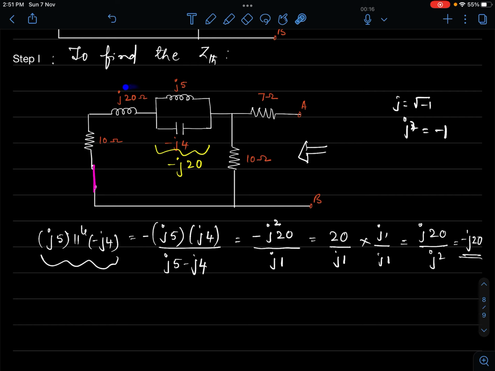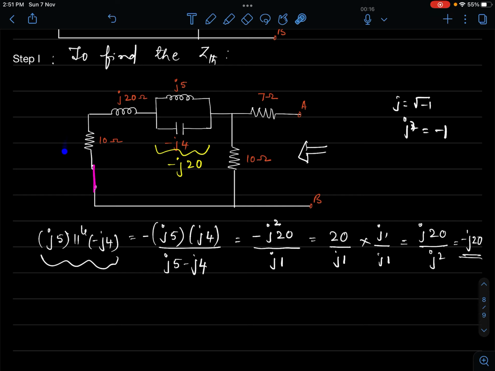So we can see this minus J20 comes in series with J20, and that comes in series with 10. How do I say so? We try to view the network in this direction. What we mean is we imagine a source between A and B. Let us presume that the current enters A. I am assuming a DC source only, some instantaneous current entering this node. So it has to split into 2 parts, one this way, another this way. This entire thing and this 10 ohm will be in parallel.